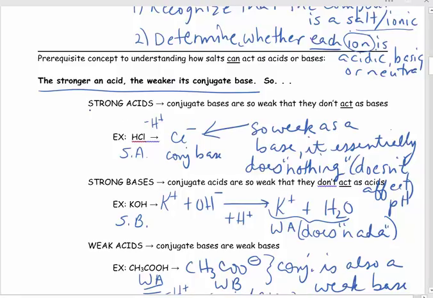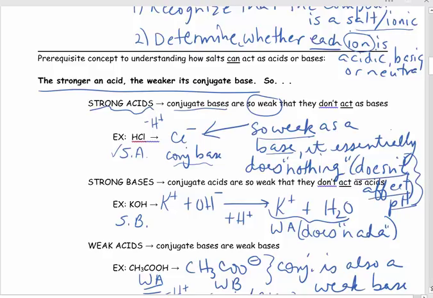And it turns out, and this might be a surprise, especially if you weren't in class on Monday, that if you have a strong acid, the conjugate base is not a weak base. It's actually so weak that it doesn't act as a base. So it's a non-functioning base, right? So HCl, strong acid, Cl minus, the conjugate base, is so weak, it does absolutely nothing. In other words, it does not affect the pH.